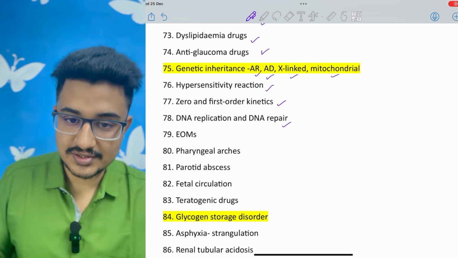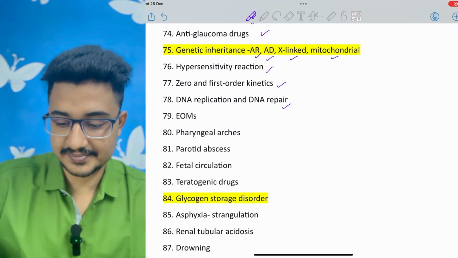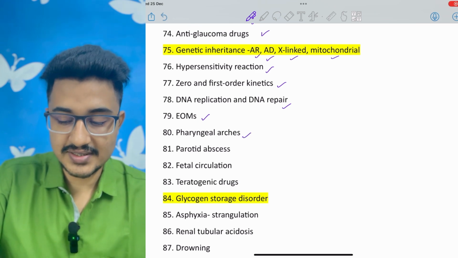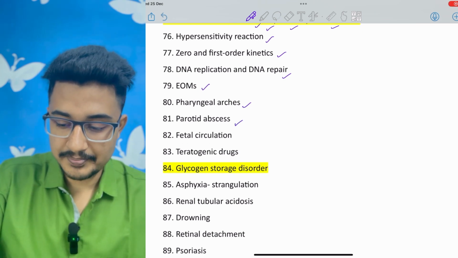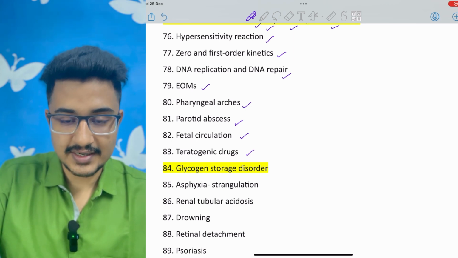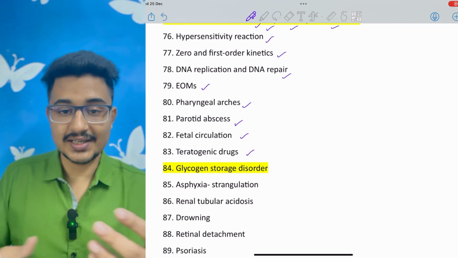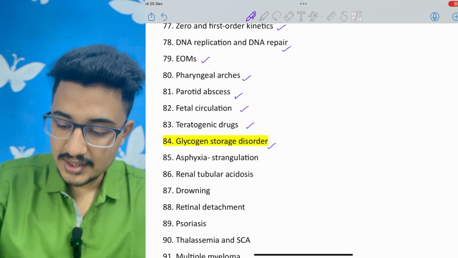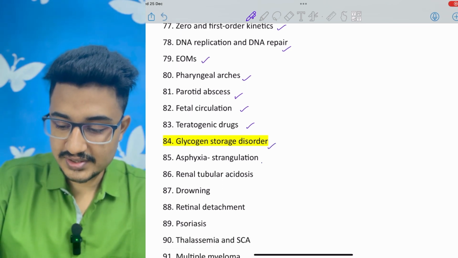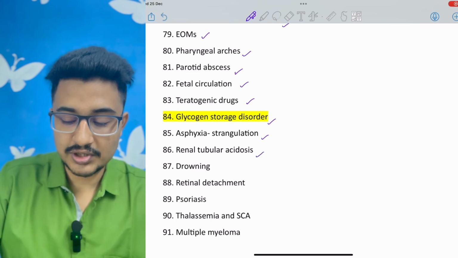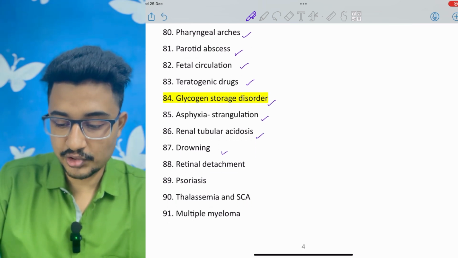What are the diseases caused? That could also be asked. Extraocular muscles and their functions, the pharyngeal arches, parotid abscess, fetal circulation, teratogenic drugs, which all are the teratogenic drugs and what are the effects they cause. Glycogen storage disorders, in asphyxia, strangulation is important. Renal tubular acidosis, drowning is important.